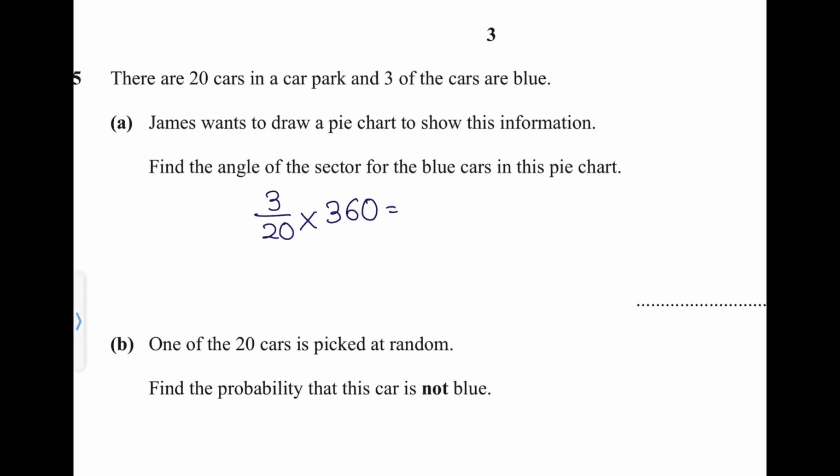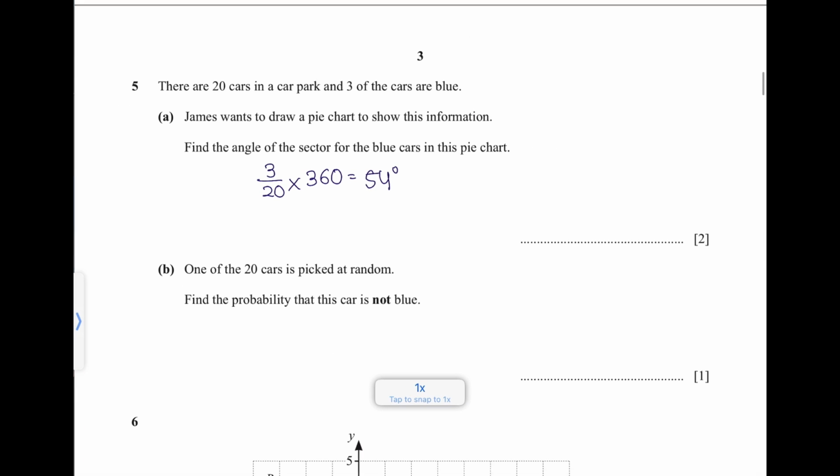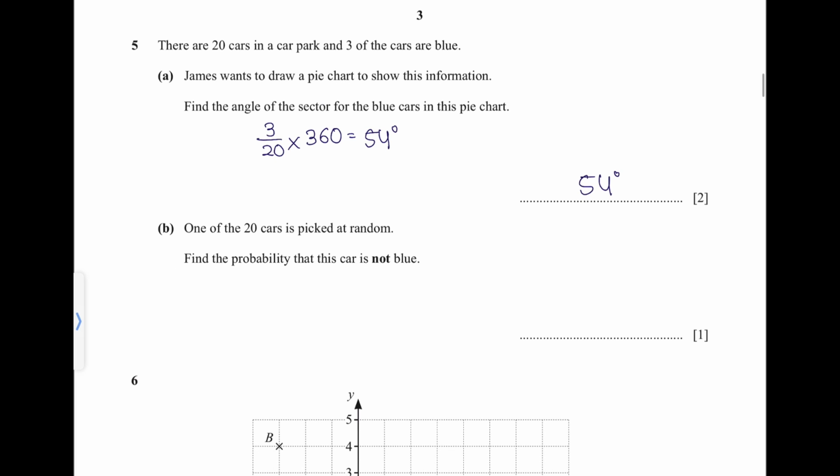So when you do this, 3 over 20 into 360, it gives you 54 degrees. So that's going to be the answer for this question, 54 degrees. The next is, one of the 20 cars is picked at random. Find the probability that the car is not blue. There are 3 which are blue, so 17 will be not blue. So 17 out of 20. As you can see, this is only 1 mark, so no working required.